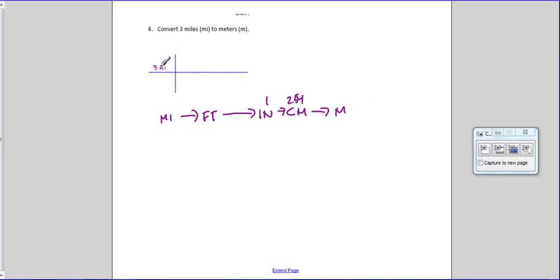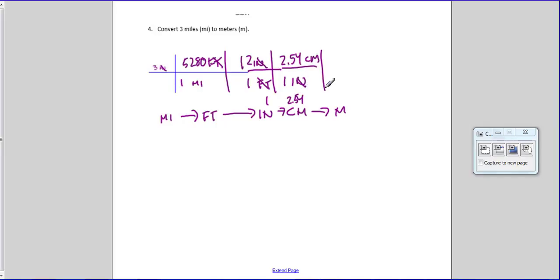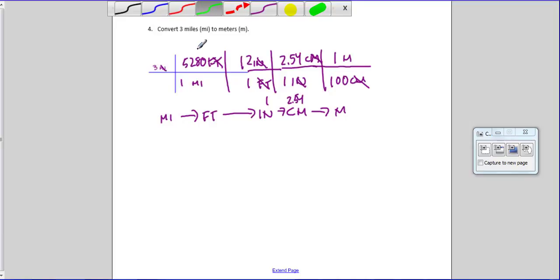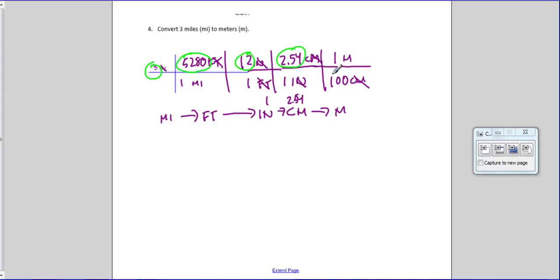So to get rid of miles here, I put miles here, and 1 mile I know is 5,280 feet. Now I need to get rid of feet, so I put feet down here. I know 1 foot is 12 inches. Now I go to my bridge. I know that 1 inch is 2.54 centimeters. So inches cancel. I now know that 100 centimeters is 1 meter. So now centimeters cancel. I'm always canceling diagonally here. So now I'm going to multiply 3, can't forget that, times 5,280 times 12 times 2.54 divided by 100.